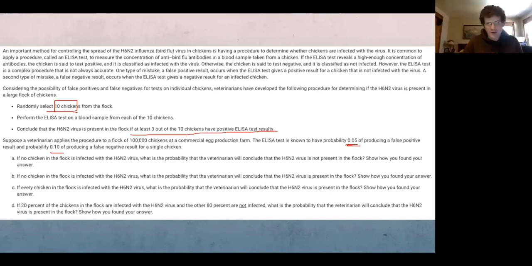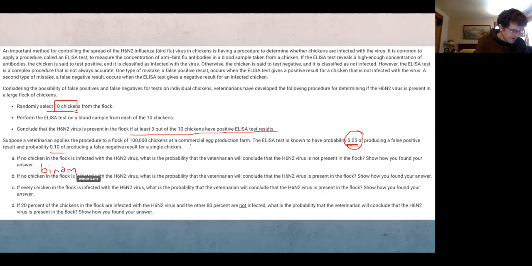So we basically are trying to figure out if it's not there, what's the probability that's correctly decided? A lot of people would think it's 100% if there's no infected chicken, but we could get some false positives, right? So what's the probability of a false positive? It's 0.05. So we want to see what's the probability out of 10 chickens that we have 3 or more false positives. So I will do a binomial. Let me write it down here.